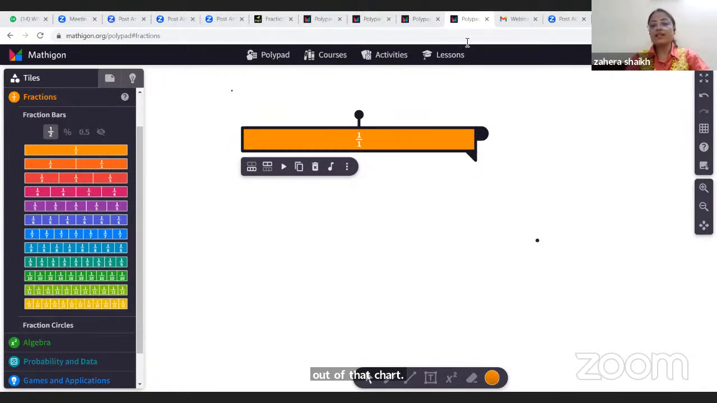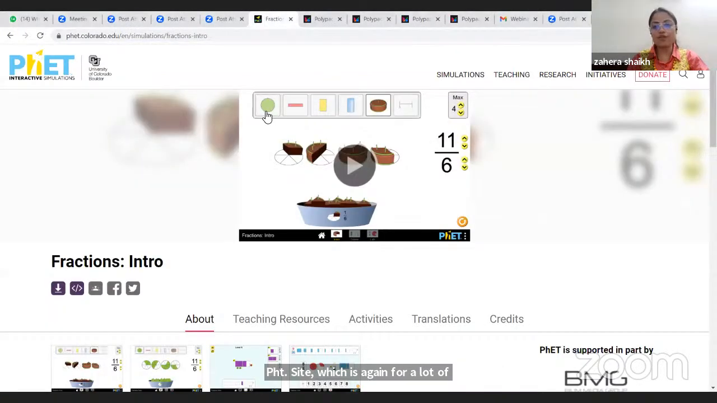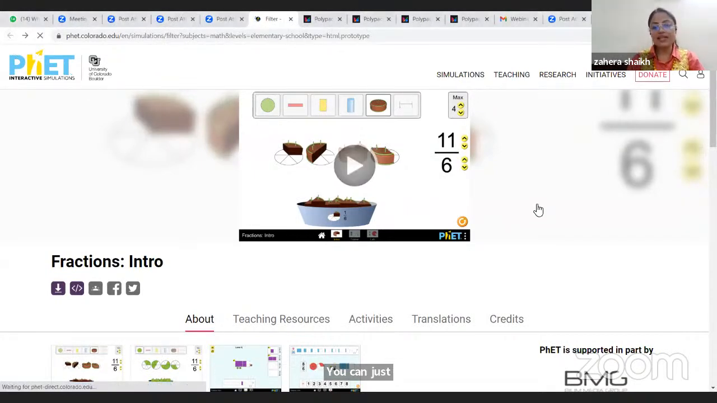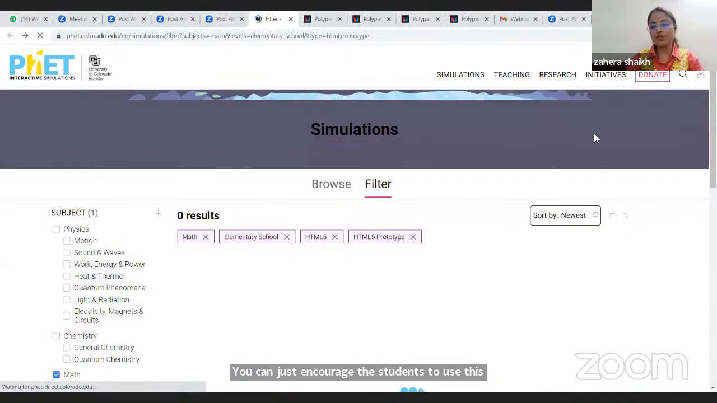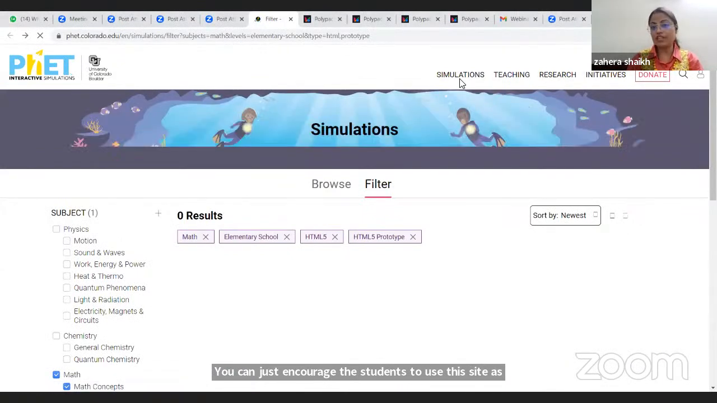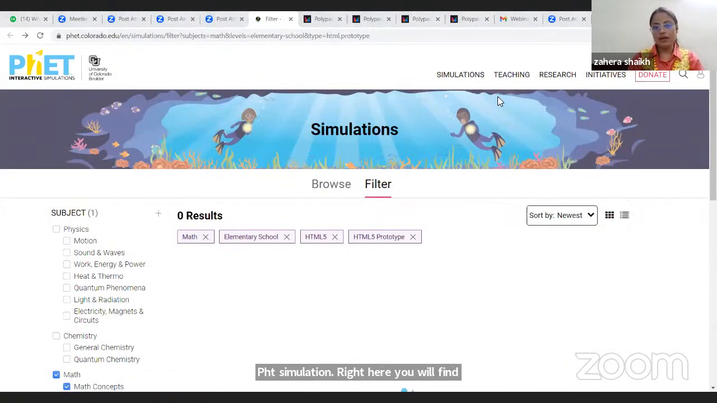Yes, suppose after you have done this exercise, you may use this PHET site, which has a lot of interactive games and simulations for the concepts that you can provide. You can encourage the students to use this site as well, PHET simulation. Here you will find a lot of teaching aids also.